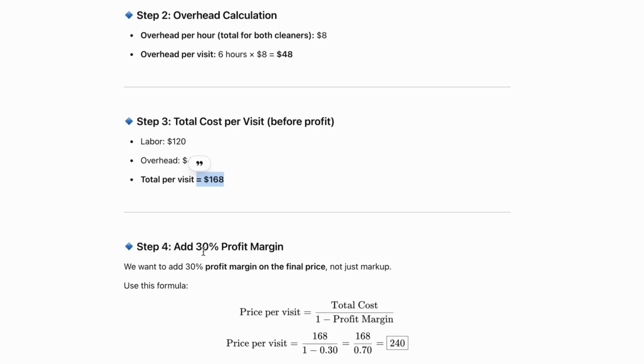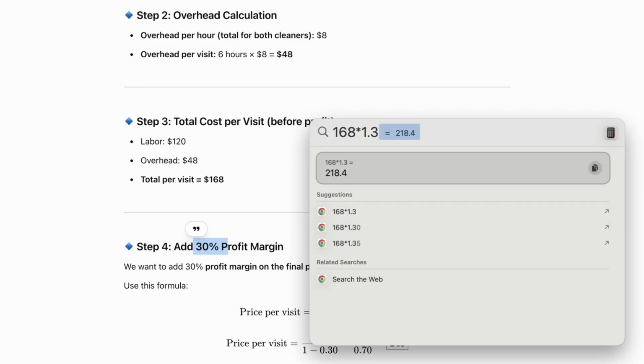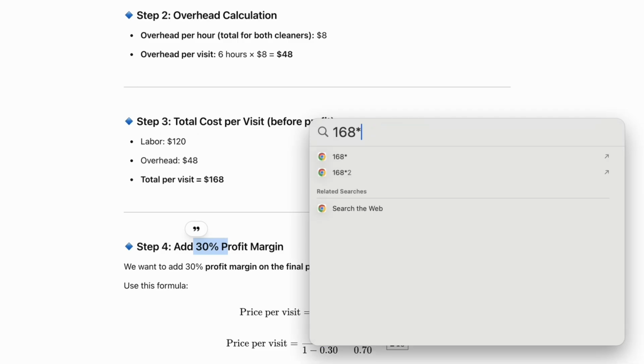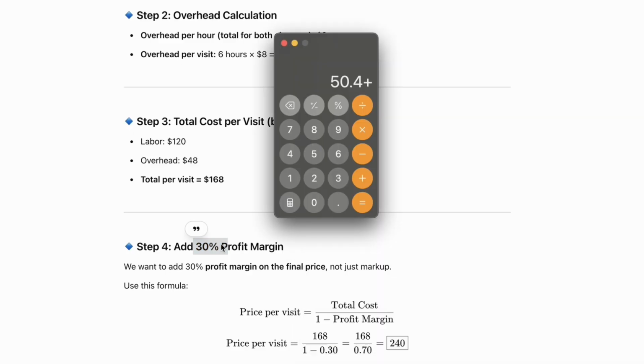And now I need to put in the 30% profit. So the easiest way to do it is 168 multiplied by 1.3. Or you could do the other way, 0.3, that's $50, right? And then you can add 168. So regardless, it gives you the same number, which is $218.40 per service.